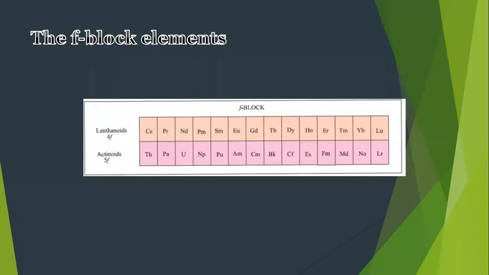Let's move to the f block elements. F block are the lanthanoids and actinoids. This is the series which is present inside the d block, and that is why these are known as inner transition elements. D block are transition elements, f block are inner transition elements.